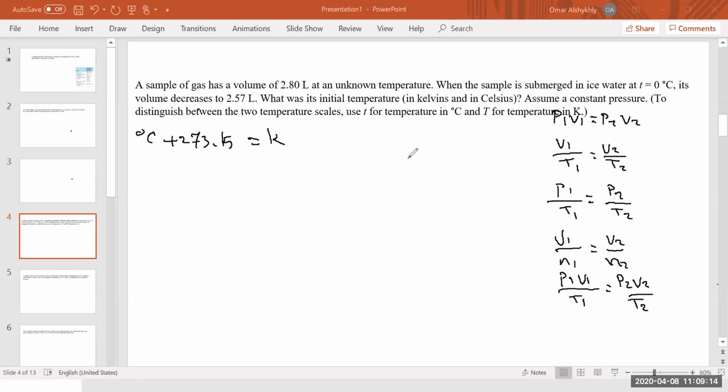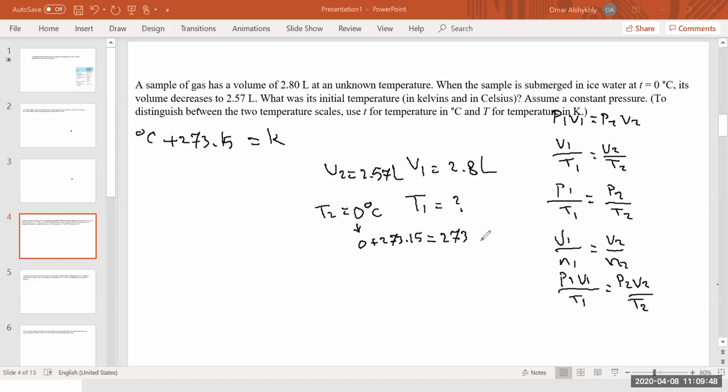So look at the information that we have here. We have volume V1 equal 2.8 liter, and T1 here was unknown. V2 here is 2.57 liter, and T2 here was 0 Celsius degree. This 0 plus 273.15 will give you 273.15 Kelvin.